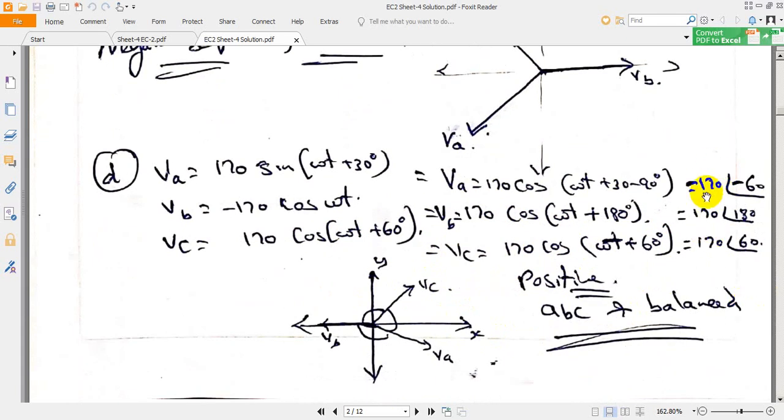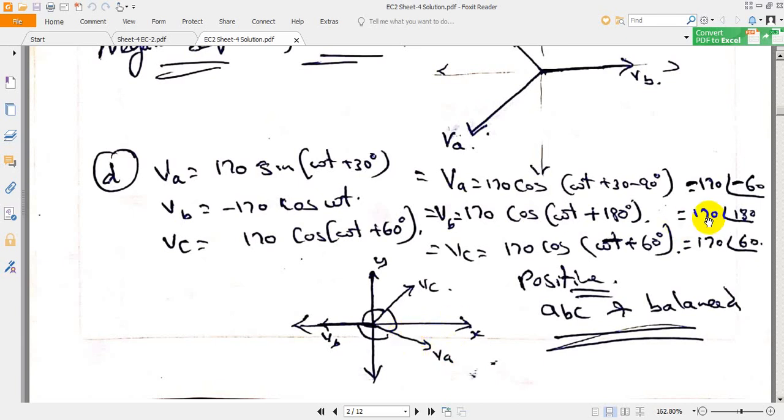Now, to check that the magnitudes are the same and to identify whether the phase difference is 120 degrees or not, we need to represent these vectors on an xy plane. The first one, VA, is 170 at an angle of minus 60 degrees. It means VA has to be moved in the negative direction by 60 degrees. So it will be VA from here to here.